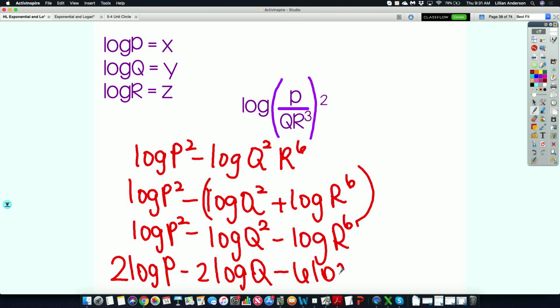I can make all my exponents be coefficients. And now that I have just log r, just log q, and just log p, I can replace each one of those with x, y, and z. So your final answer should have been 2x minus 2y minus 6z. Did we get that? Yes. Good stuff. All right.